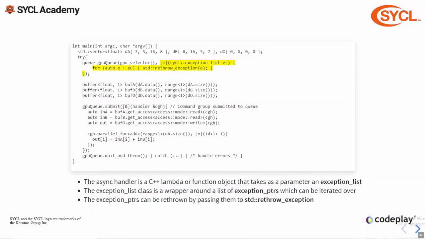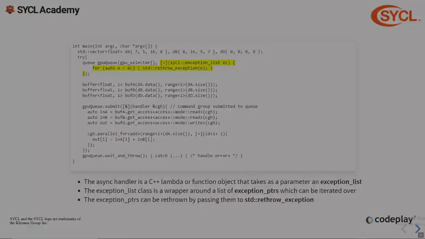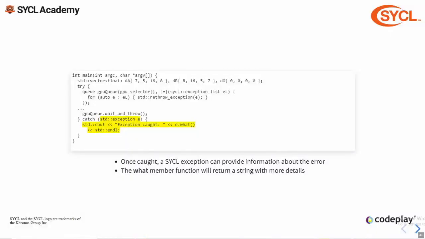An async handler must take as a parameter an exception list. The exception list is a wrapper around a list of exception pointers, which can be iterated over. Exception pointers can then be rethrown by calling std::rethrow_exception. Once an exception, synchronous or asynchronous, is caught, it can then be used to provide information about the error. The what member function, just like for any exception, will provide a message with more details about the error that occurred, though the exact details of that message is implementation defined.